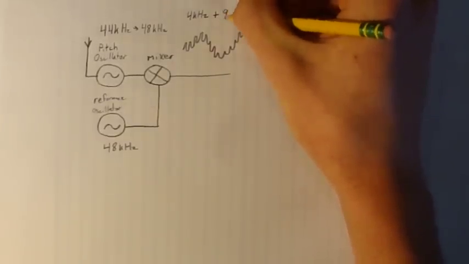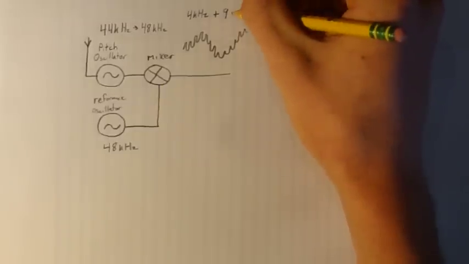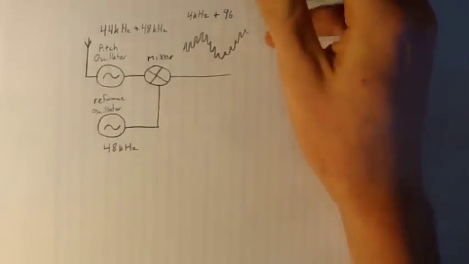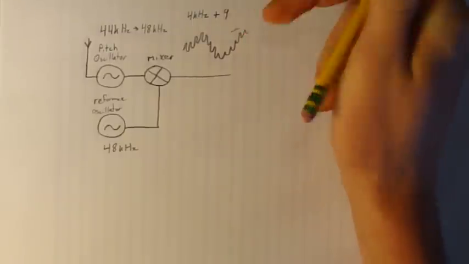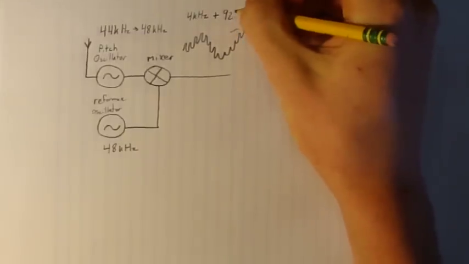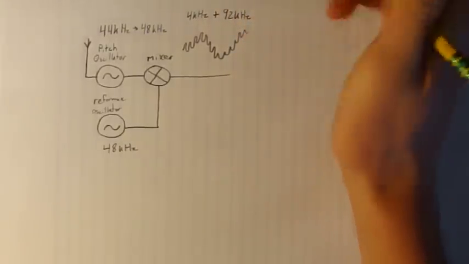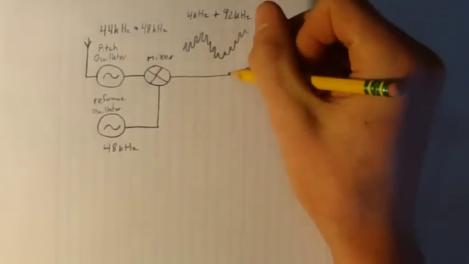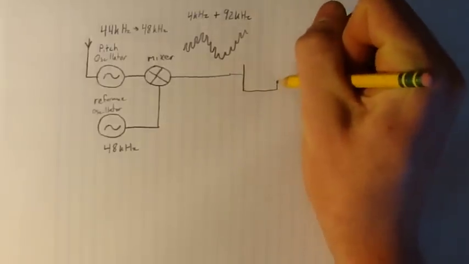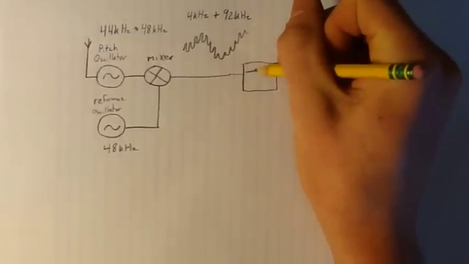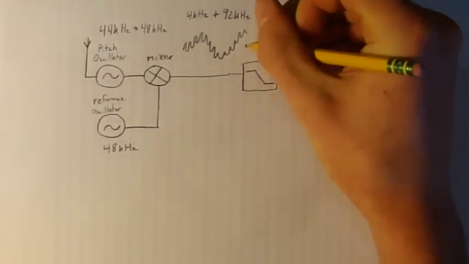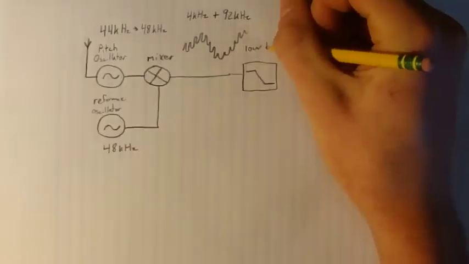So we need to filter out that high frequency formed by summing the two oscillators together. So this theremin will create a waveform from the mixer that is 4 kilohertz and 92 kilohertz. But once we filter that out through a low-pass filter, only the 4 kilohertz signal will remain.